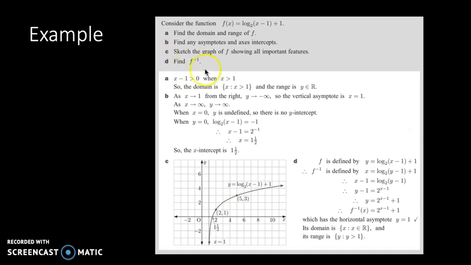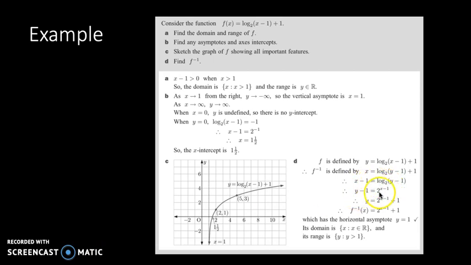The last part of this question is they want us to find the inverse of the graph. And we can do this by switching around the x's and the y's in our equation function here, and then solving for y. So first of all, we're going to take this plus 1 on this side, and we're going to take it over to the other side to give x minus 1 equals log base 2 of y minus 1.